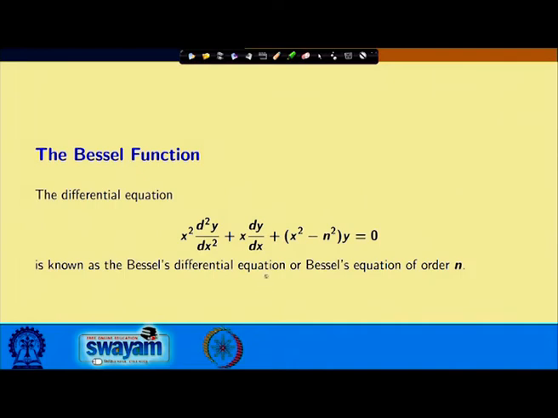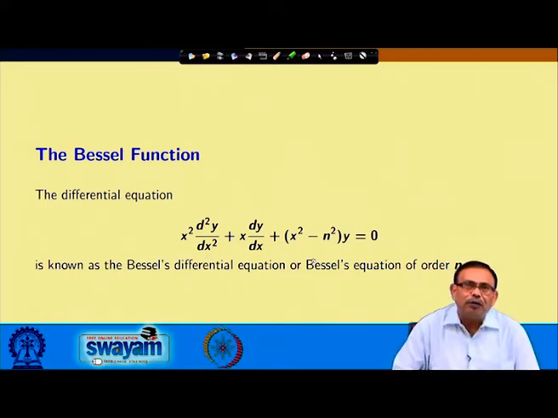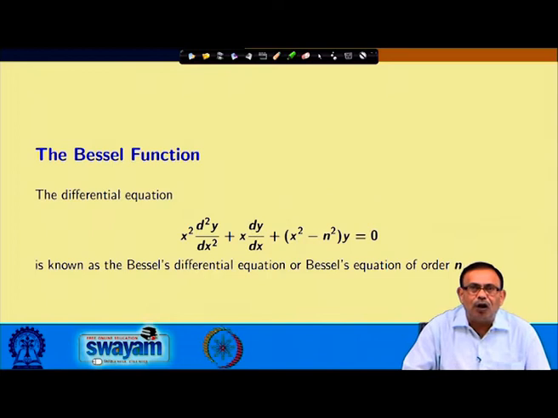We define the Bessel function this way: the differential equation x square d2y/dx square plus x dy/dx plus (x square minus n square) y equals 0 is known as the Bessel differential equation, or Bessel equation of order n. Please note that whenever any equation comes in this format, x square d2y/dx square plus x dy/dx plus (x square minus n square) y equals 0, it is known as the Bessel differential equation or Bessel equation of order n.